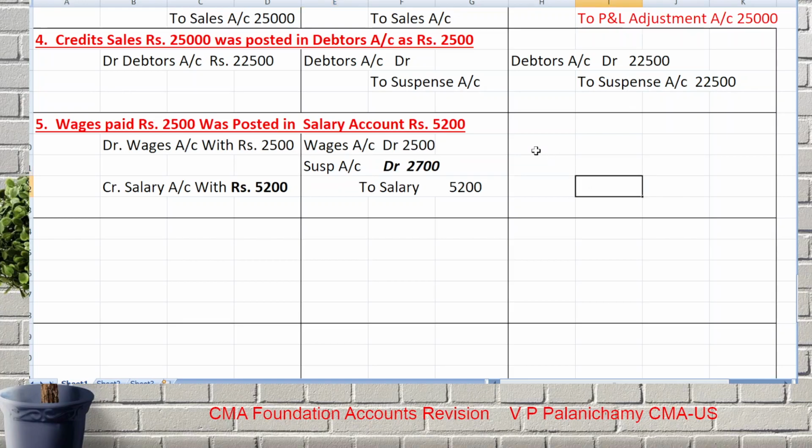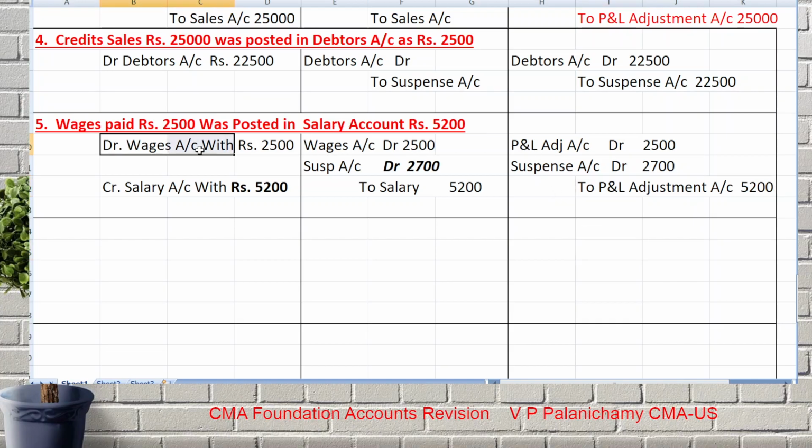Okay. If it is rectified after final accounts, in the place of wages account, what should we use? P&L adjustment account debit 2,500. Suspense account debit 2,700. And salary? To P&L adjustment account 5,200.